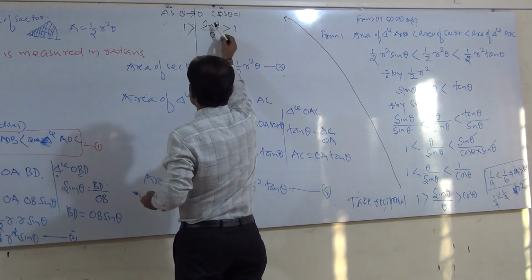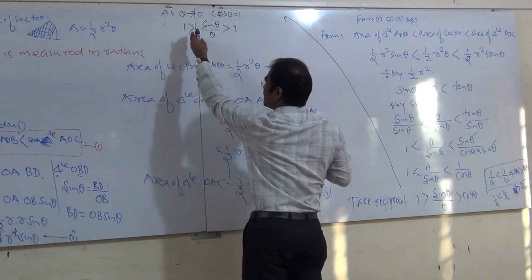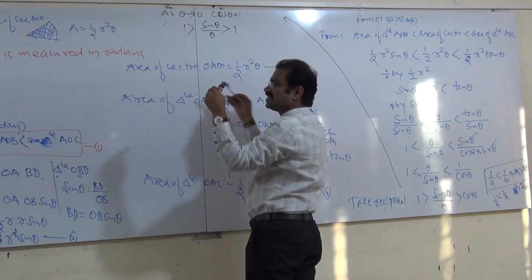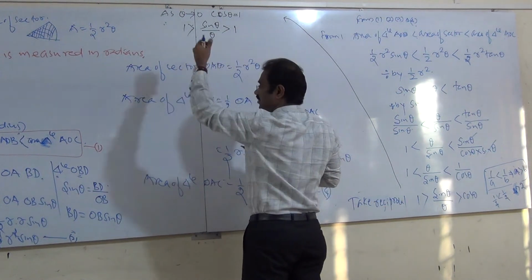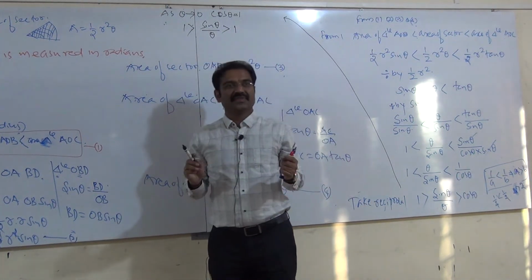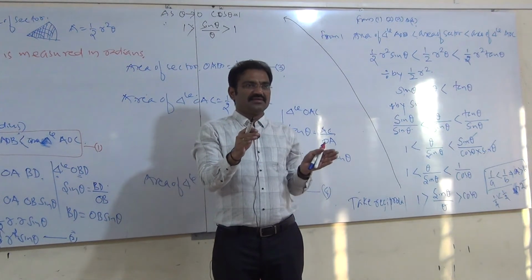Its value is less than 1 or greater than 1. It means that it approaches what? 1. Here it will never come out as equal to. It is slightly less than 1, or slightly greater than 1.